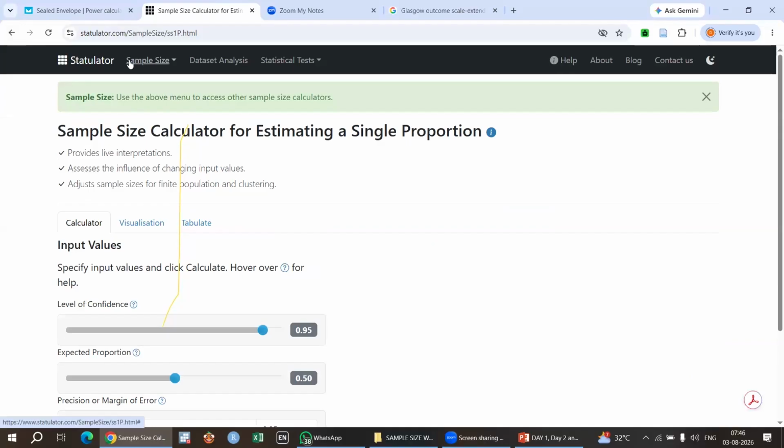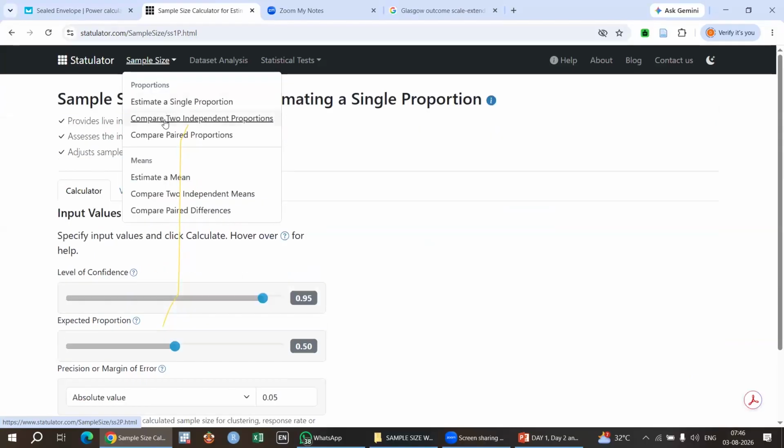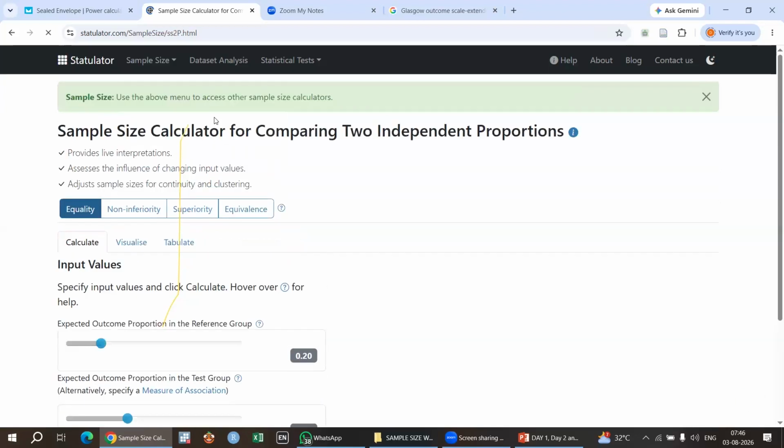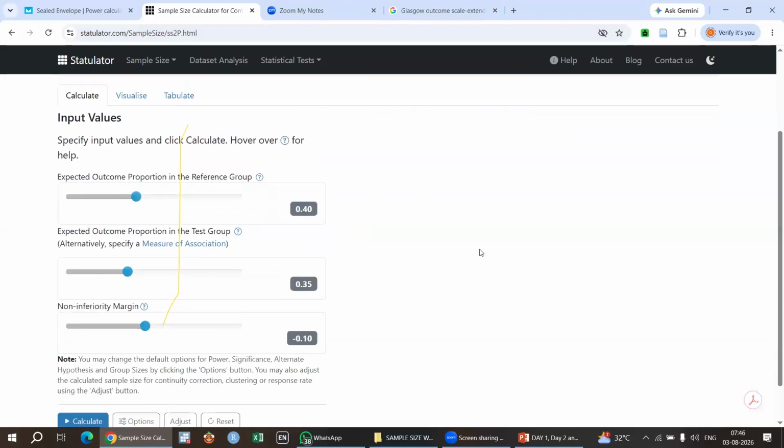Then this, there is a sample size. You can see near Statulator, there is a sample size. Please click this. There is a two group, independent proportion or independent mean. So here we go for this last one. So this is an independent proportion. Just click this. This will open. You can say equality, non-inferiority, superiority, or equivalence. Just click this non-inferiority. Okay, this will come.